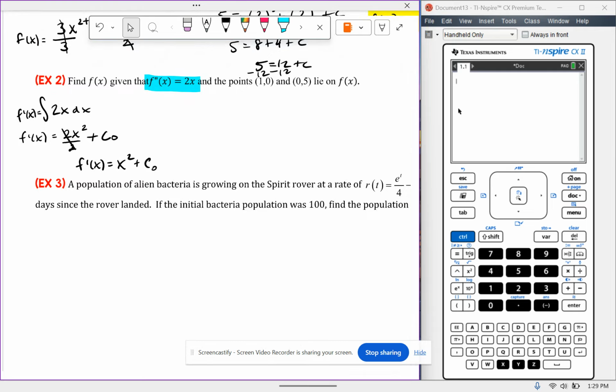Nothing yet, right? We're still at the derivative. We've got to get back up to the original, right? So I'm going to integrate one more time. This is going to get me to the original. And I got x squared plus c naught dx. Okay, so I'm going to get back to my original by x to the third divided by 3.